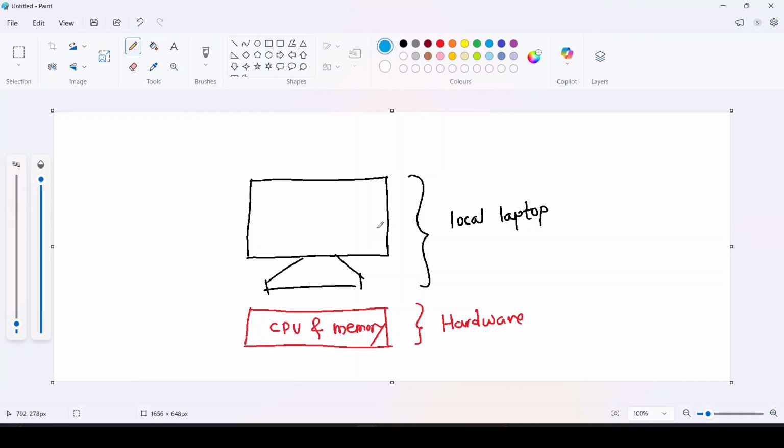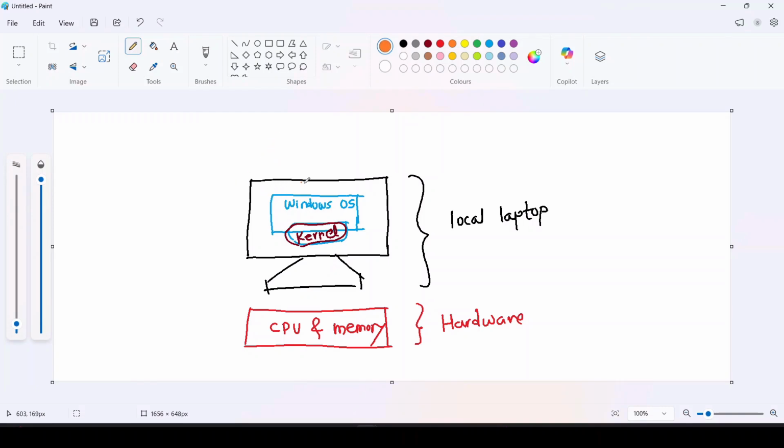Now guys, obviously in this local laptop we must have installed some operating system. So let's say it's a Windows operating system. Now obviously this operating system needs to connect to this hardware, to the CPU and memory. Now this operating system interacts with this hardware through the kernel. So here we may have something called kernel. Again, the operating system through this kernel interacts with the underlying hardware, that is CPU and memory.